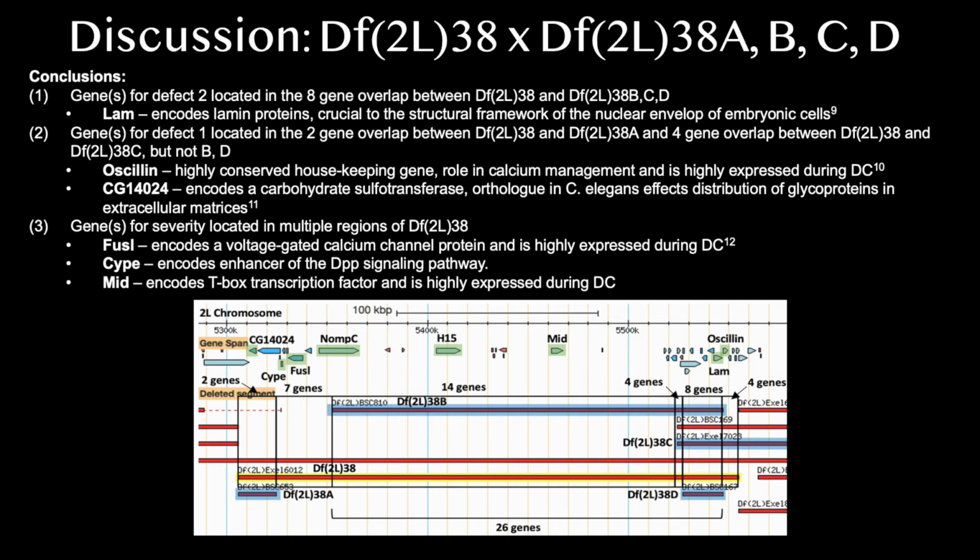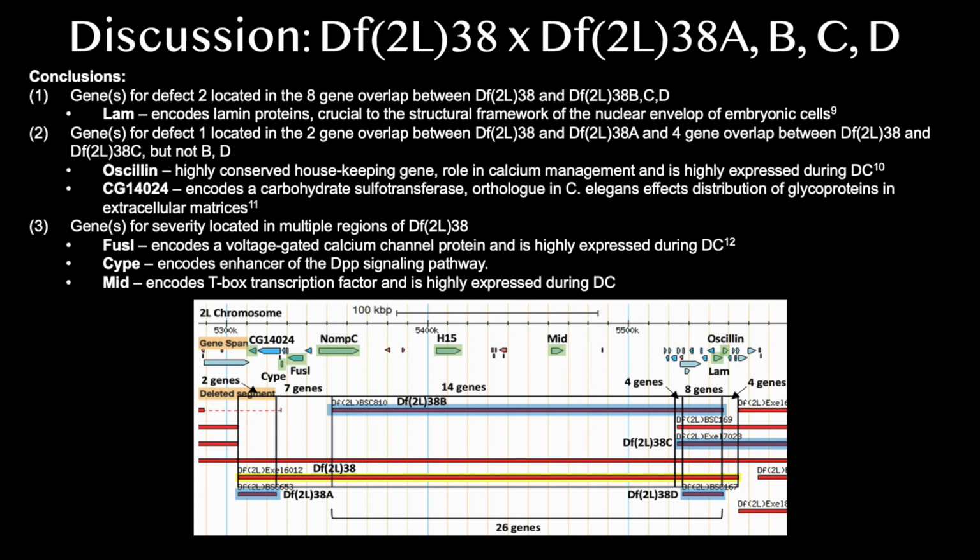First, genes for the abnormal AS cell-shaped defect are located in the 8-gene overlap between 38 and 38B, C, D. 1 candidate gene I've hypothesized for that region is LAM. Second, genes for the jagged leading edge defect are located in the 2-gene overlap between DF38 and 38A, and 4-gene overlap between DF38 and 38C, but not B or D. 2 candidate genes I've hypothesized for that region are ocelin and CG14024.